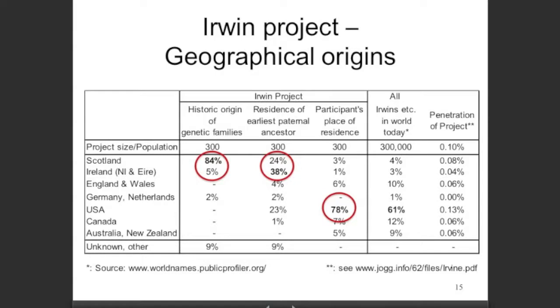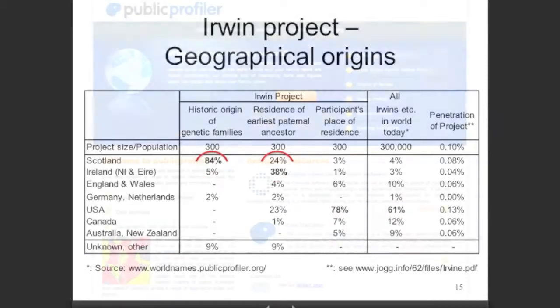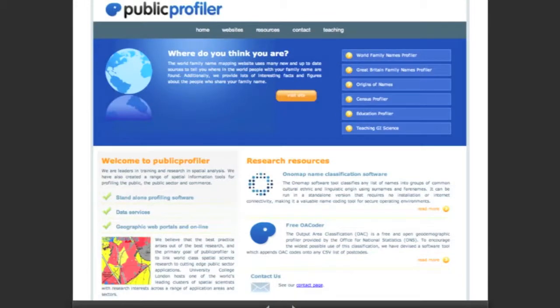So you're going to have to deal with Americans. And many of them will have a line where their earliest paternal ancestor will be in the US and won't lead you back to the historic origins of your surname. So that's James' project, and 61% of Irwins living in the world today are living in the US. So most of your project participants will be in the US.